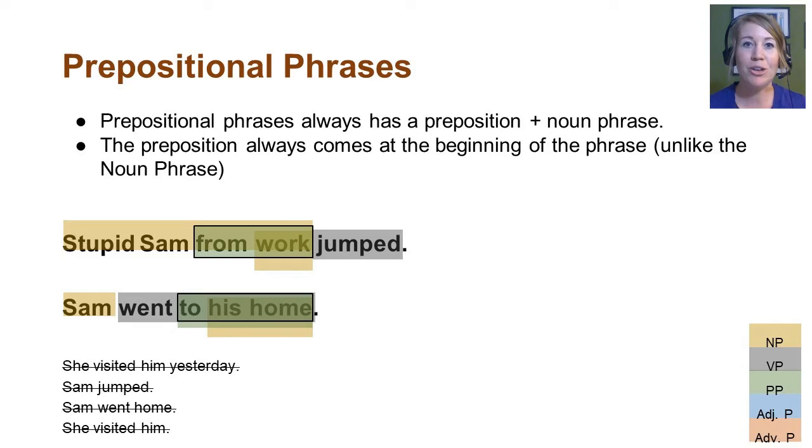So I've highlighted for you our prepositional phrases. We have from work and to his home. So both of those prepositional phrases start with the preposition at the beginning and then include the noun phrase after it. So from, preposition, work, noun phrase. To, preposition, his home, noun phrase. Okay, so just remember that. Prepositional phrases always start with the preposition and they're followed by a noun phrase.